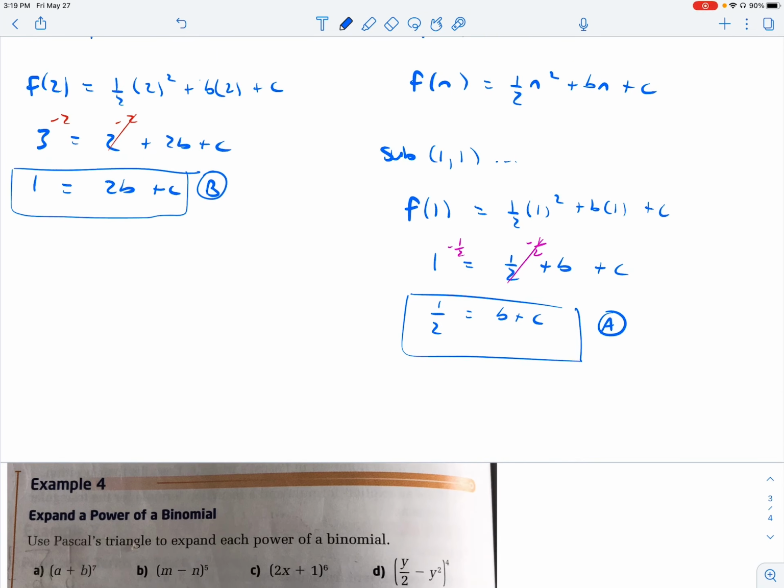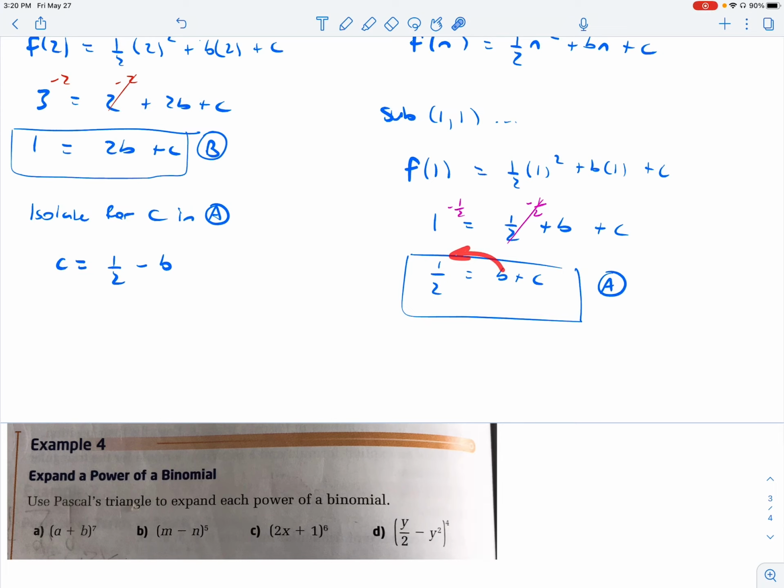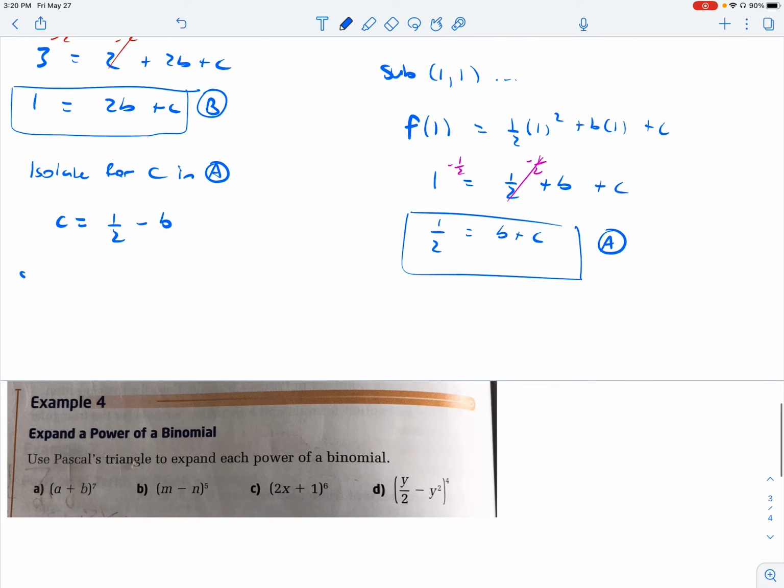Okay, so we're going to isolate for this letter in this equation right here. So c is going to be a half minus b. Okay, just bring the b to the other side, right? Now we're going to sub c equals a half minus b into equation b. Whatever we isolate for, we always sub into the other equation. So it's going to go right into here.